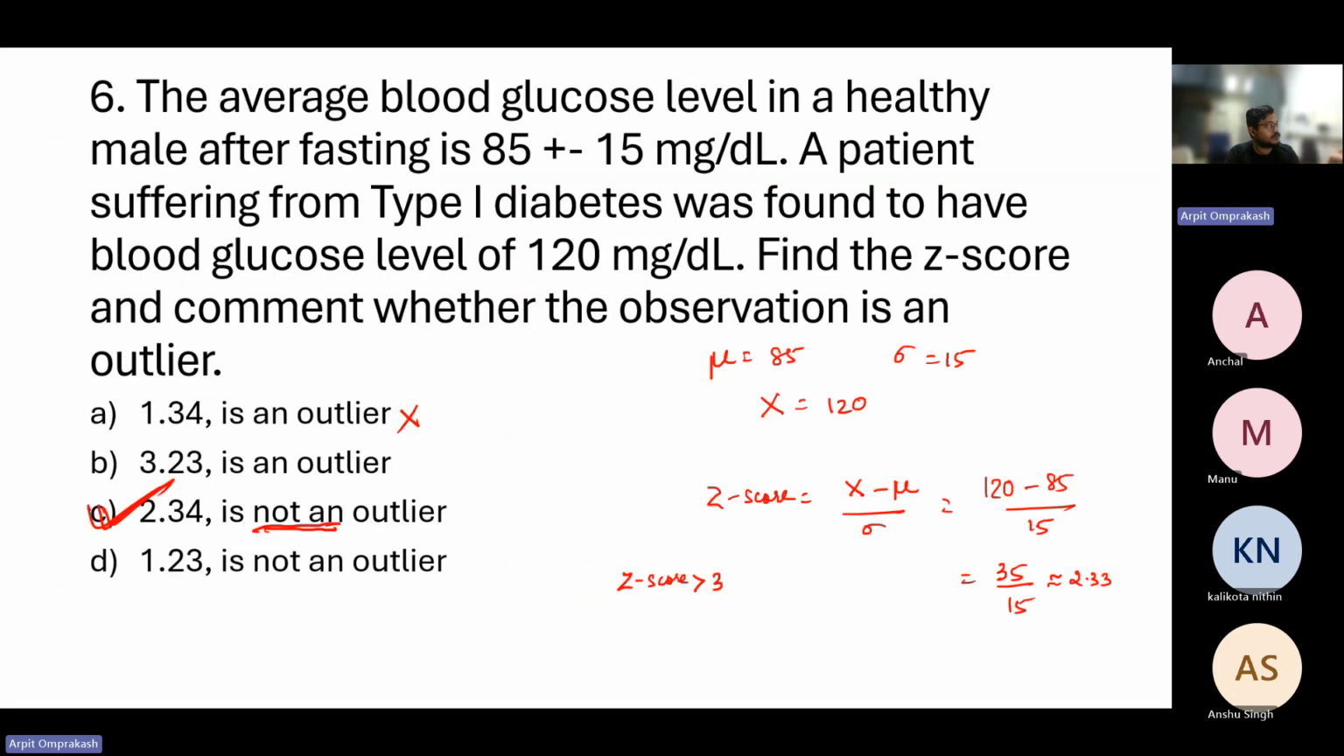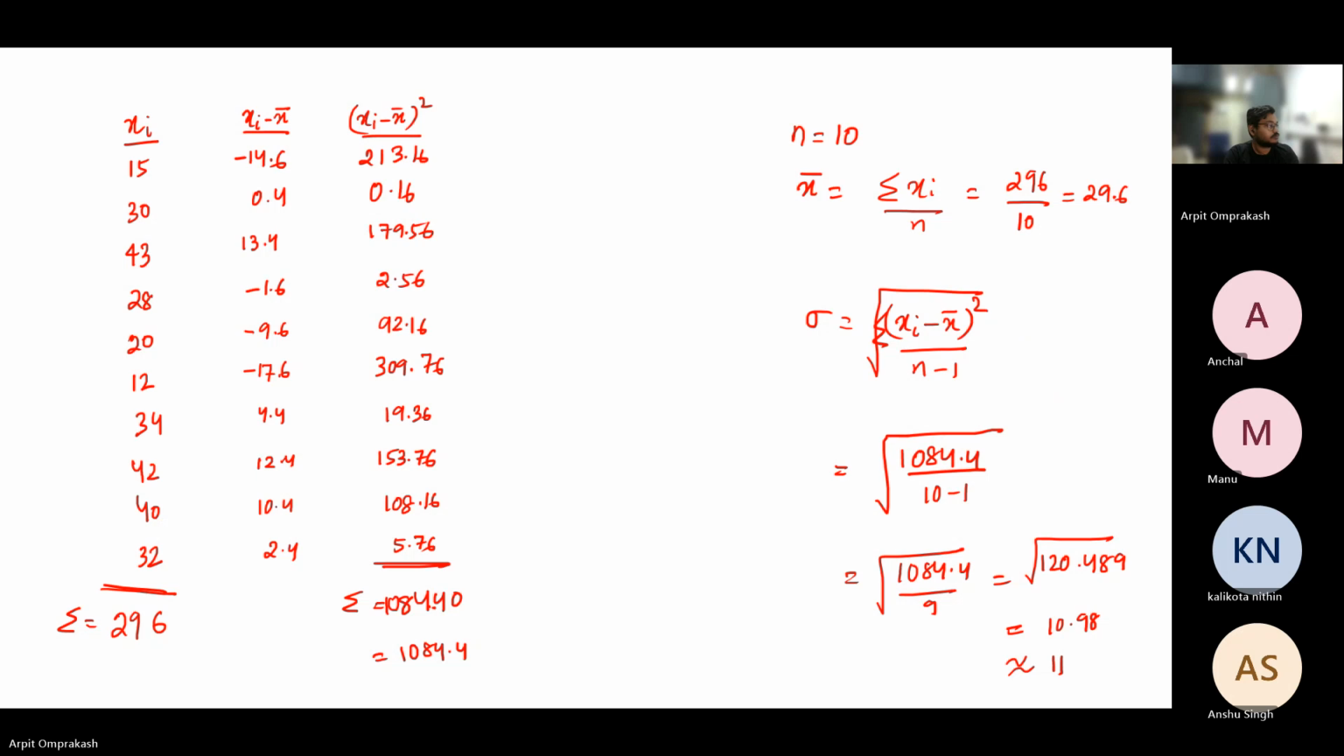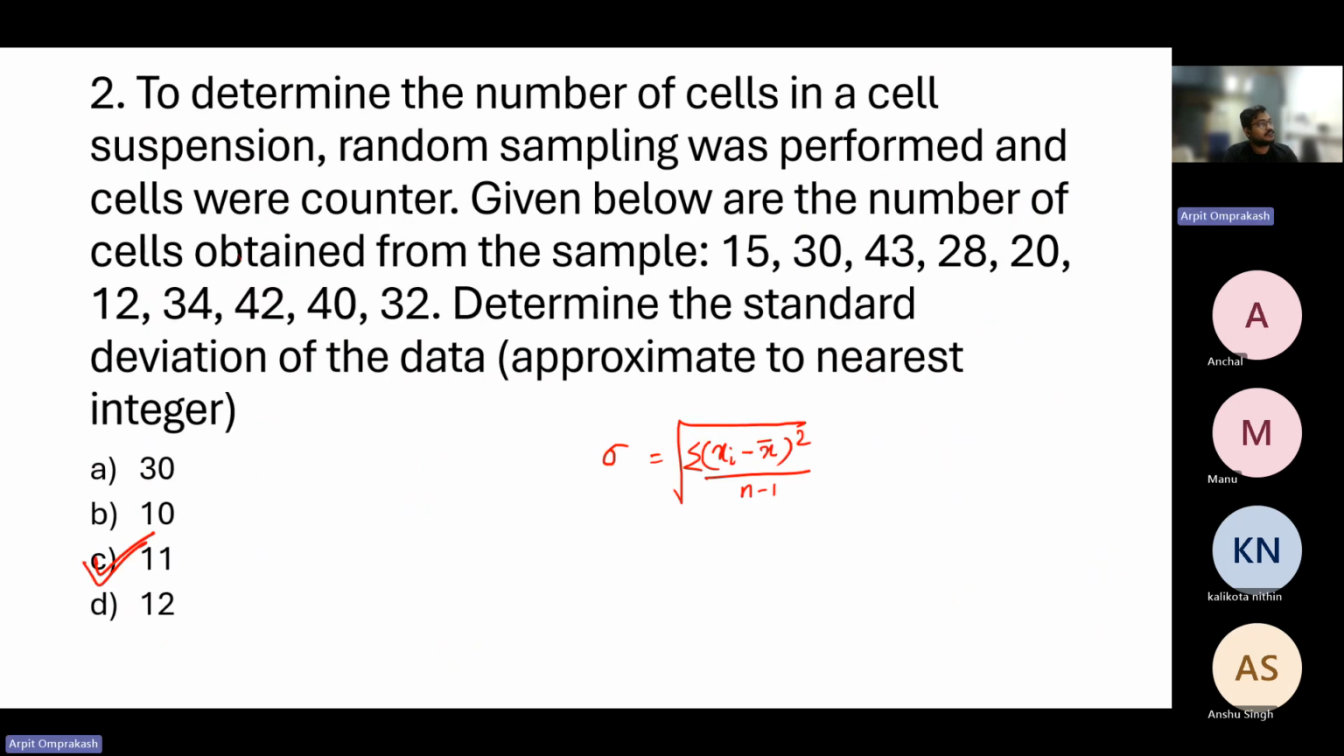But if you look at the first question here, what we are asked is: random sampling was performed and cells were counted. Given below is the number of cells obtained from a sample. So this is data from one sample. In that case, we use n minus 1.